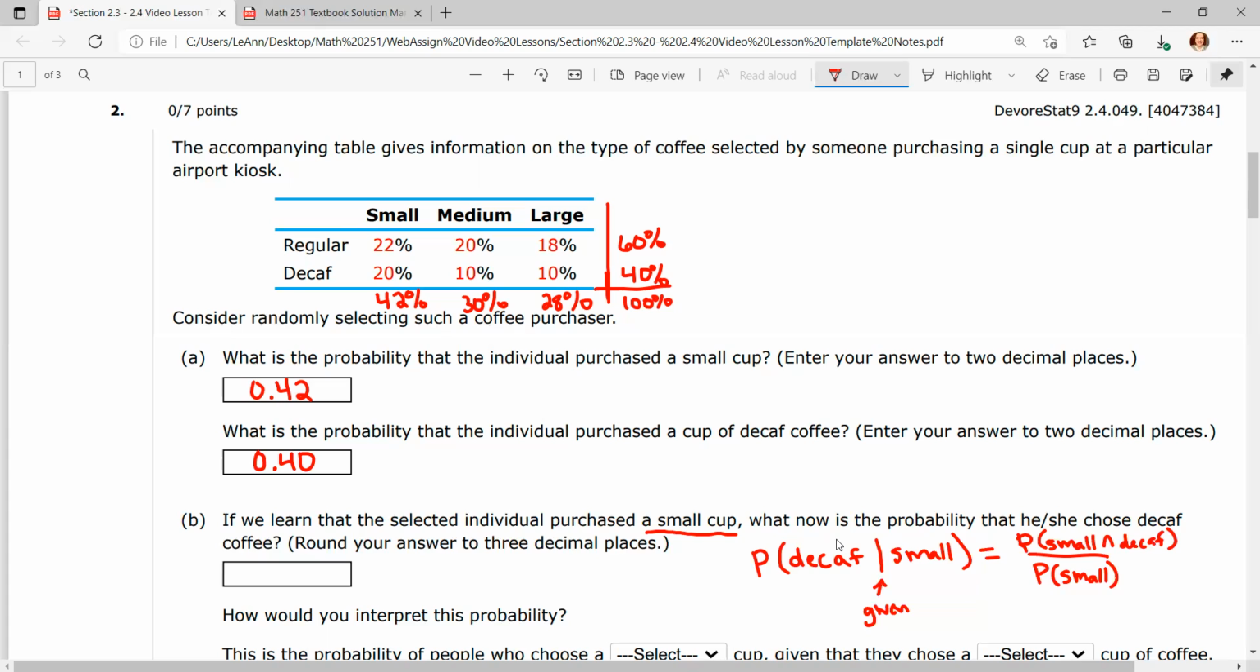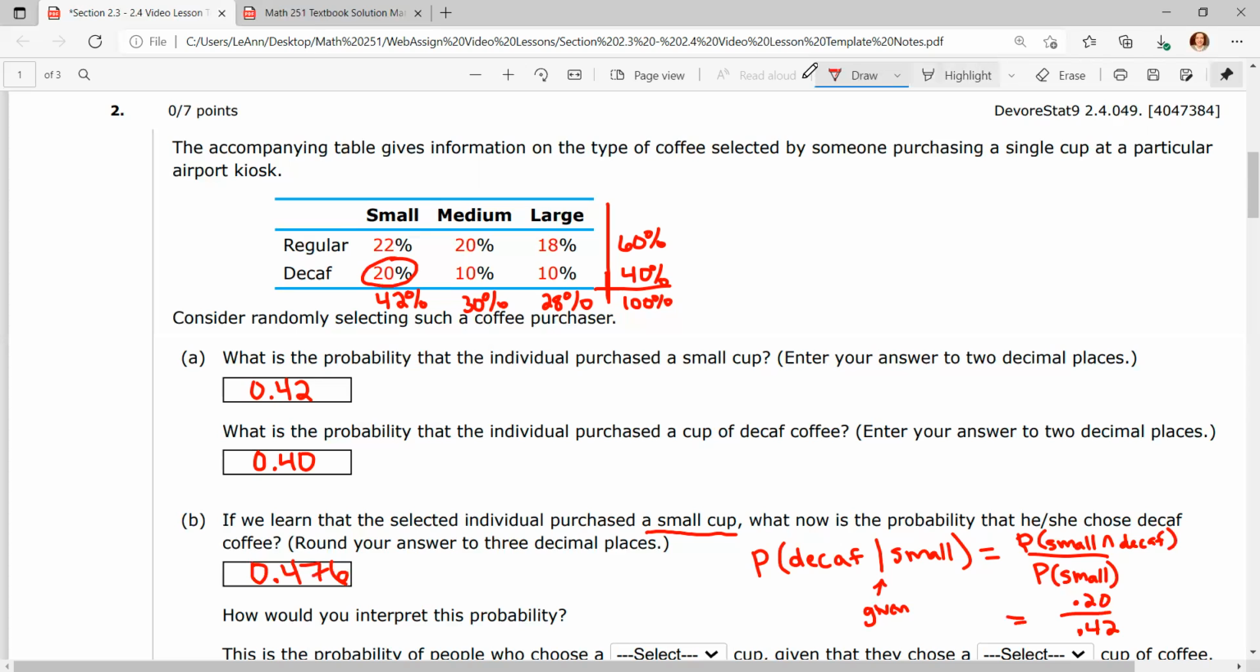So when we look at the table up here, the probability of having a small is 0.42. The probability of being small and decaf is where those overlap. So the column and the row. So that would be 0.20. So we want to divide 0.20 by 0.42, and that comes out to, they asked us to round to 3 decimal places, 0.476.